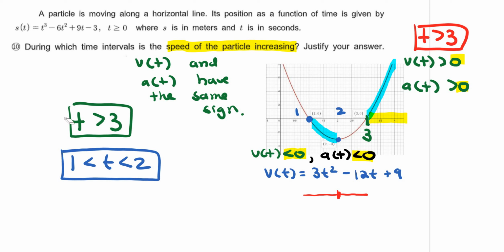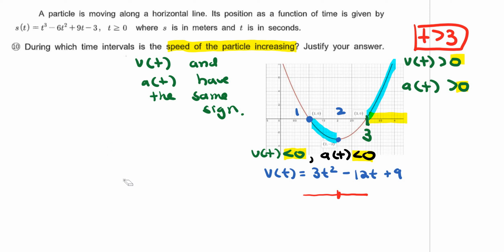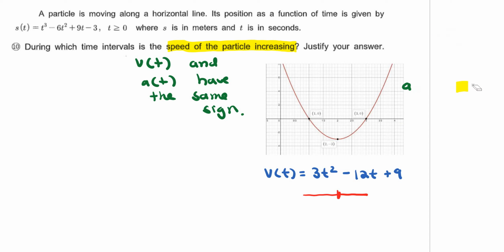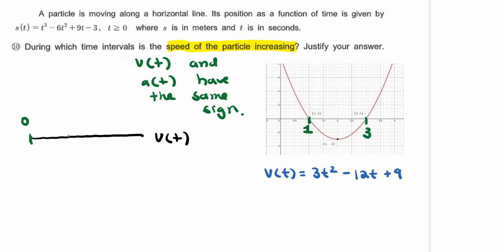Okay, let me explain this in another way here. We'll still get the same answer, but let me draw out the horizontal number line, which is what we're a little bit more familiar with seeing from class. So let me draw out a velocity time graph here. Based on my graph, there's a 1 and a 3. Those are the intercepts. So let's put a 0 here, a 1 and a 3.